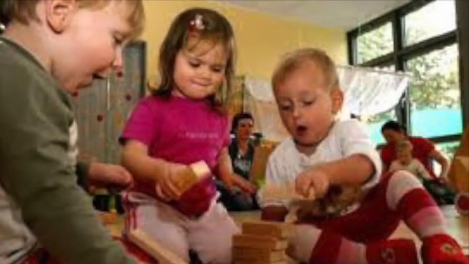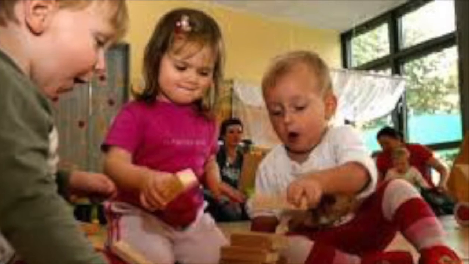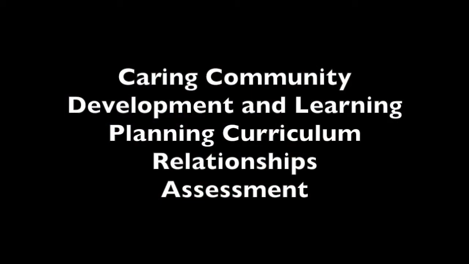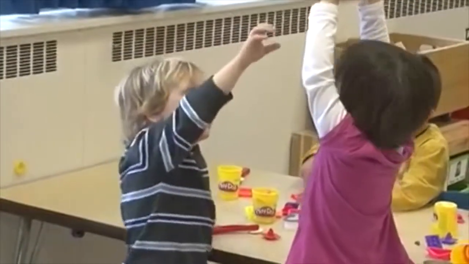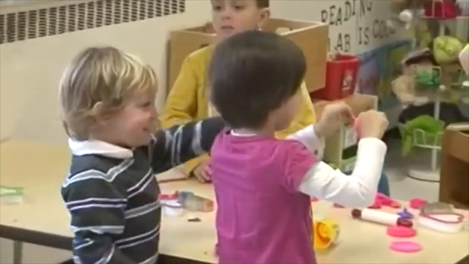classroom. These questions involve 5 important aspects: creating a caring community, development and learning, planning curriculum, relationships, and assessment. As a result, we have formed a conclusion on why play is an absolute necessity when it comes to early childhood education.